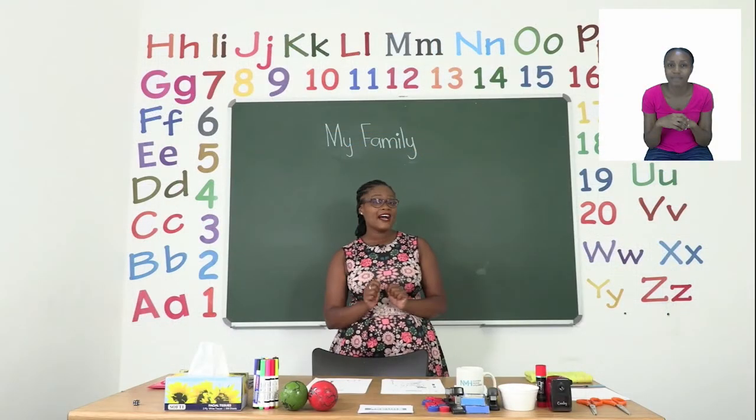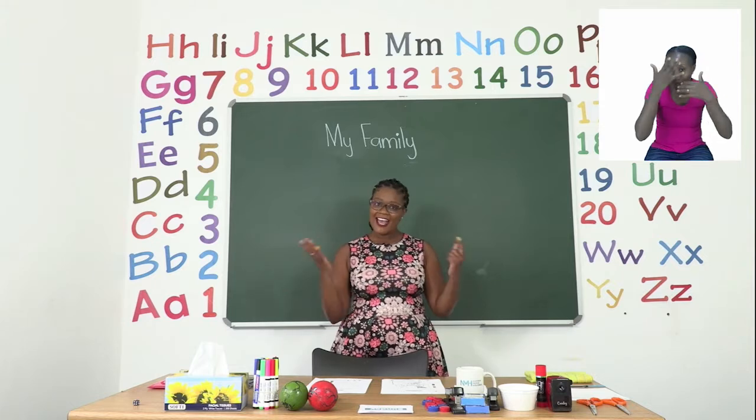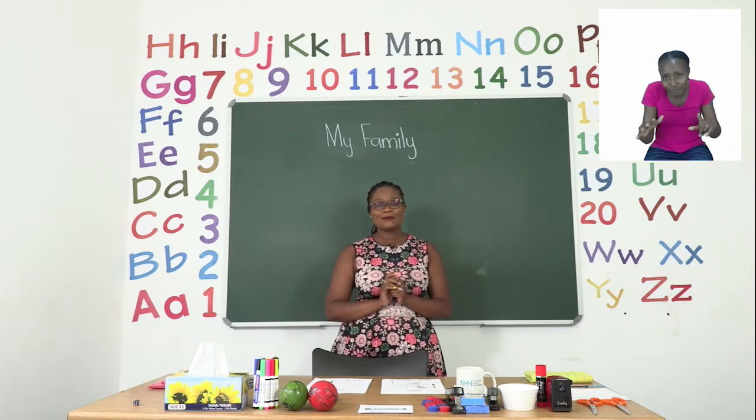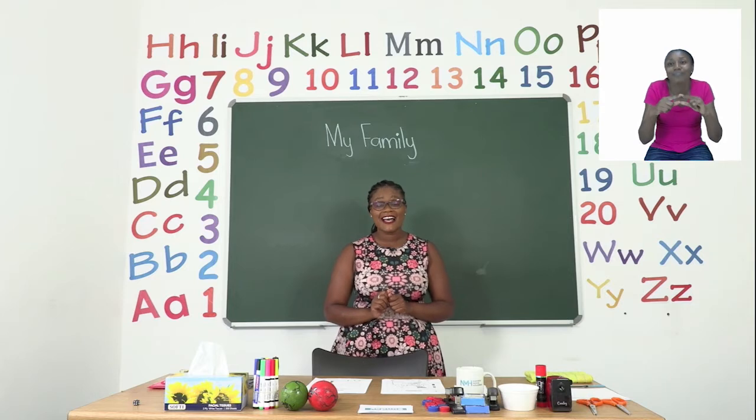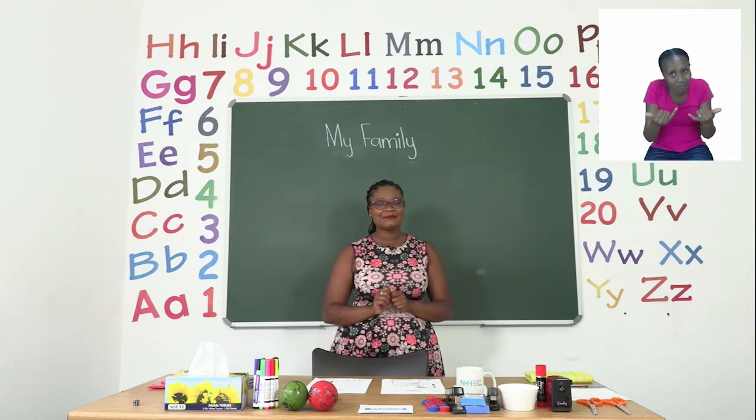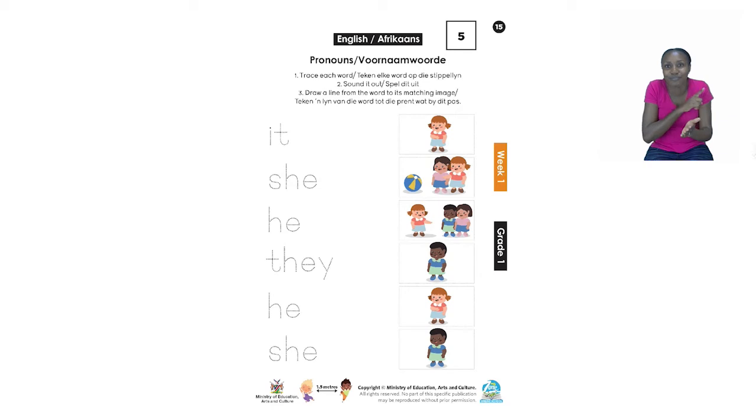Now that we are done with our coloring and our counting and our shapes, it's now time for us to move to our next exercise on page 15. On page 15, you can see we still have our pronouns, but this time we're going to do it a little bit differently. There are 3 things that we need to do. The first thing is we are going to trace each word. You can see that we have our pronouns on the dotted lines, and we're going to trace.